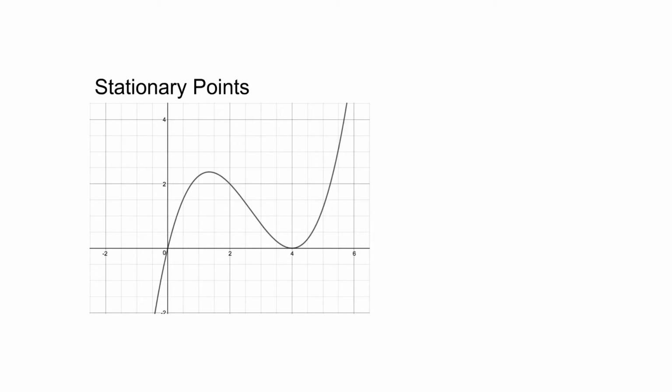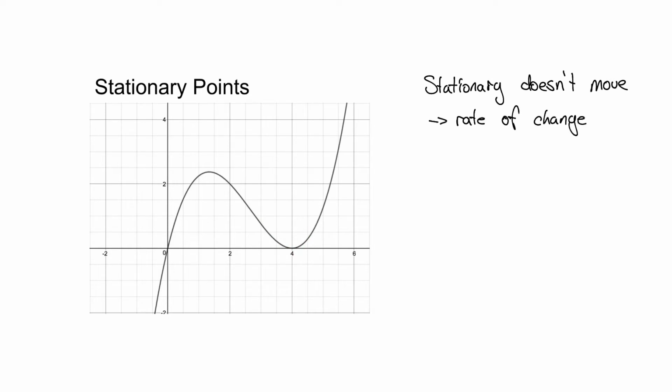Stationary points. How do we find them? Well, what does stationary actually mean? Well, stationary means it doesn't move. So, if we're talking about a function like this black line here, it means that when our rate of change is non-changing or zero.